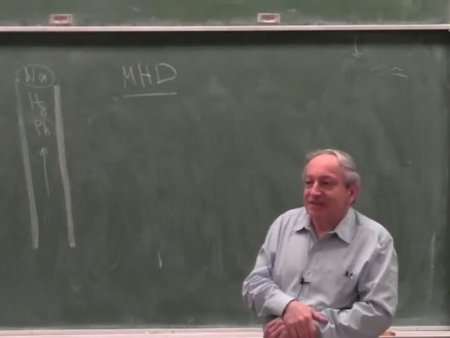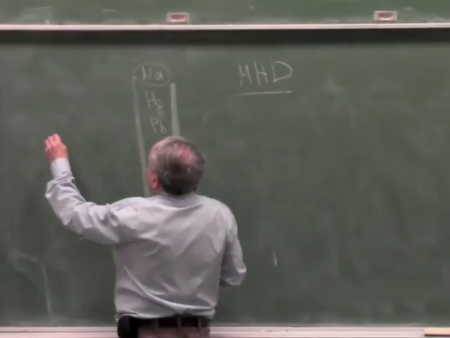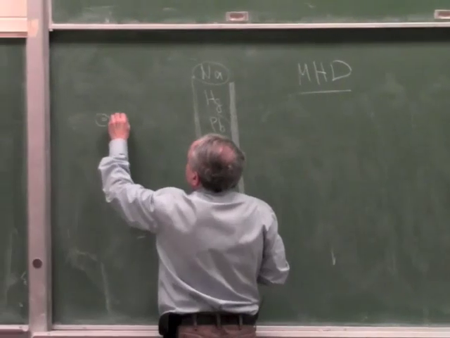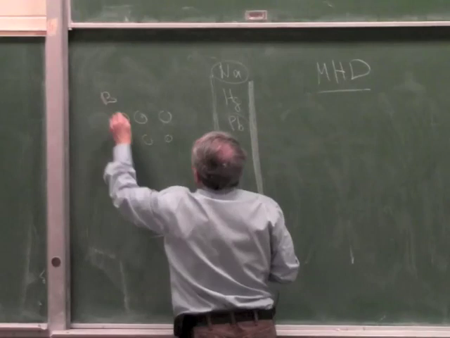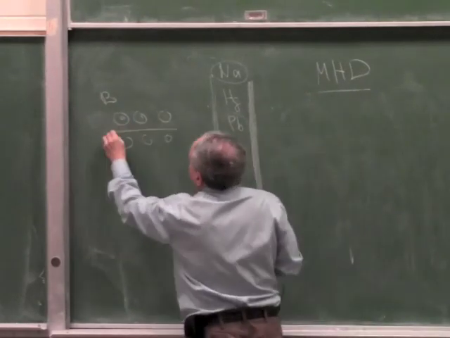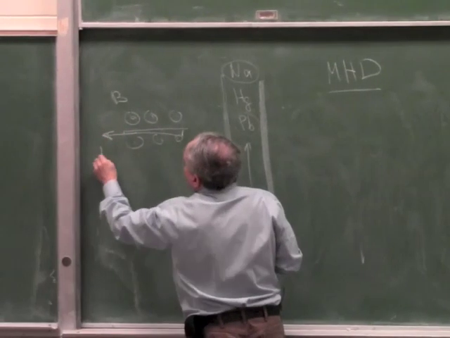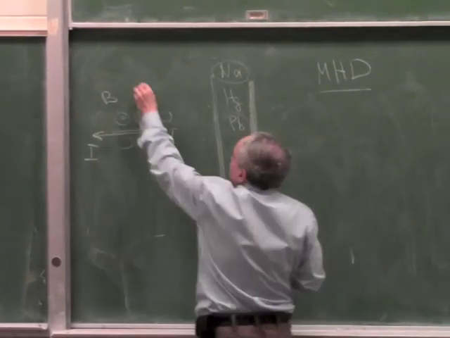Okay, so the answer is this. If you have a conductor in a magnetic field, if you have a magnetic field B coming out of the board, if you put a conductor here and you put a current I in the conductor, then you will get some force BLI.